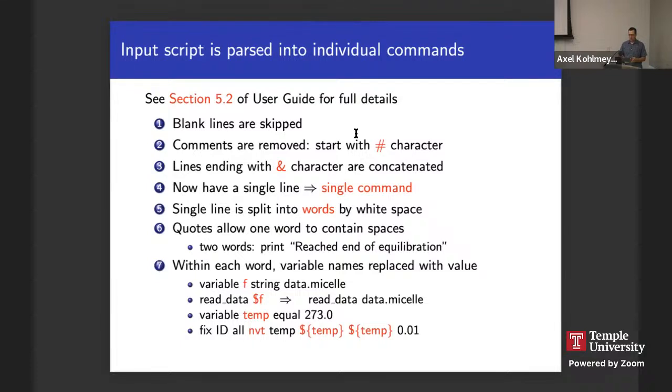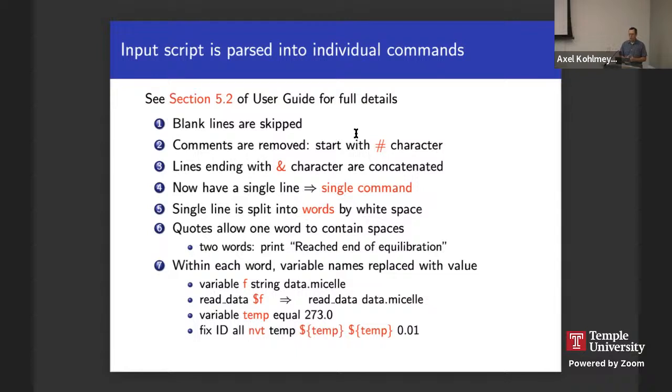LAMMPS then takes this line and splits it into words by white space, so spaces. If you need to have spaces but you only want one word, you can encapsulate it in quotes. So like print, and then a long string encapsulated in quotes.